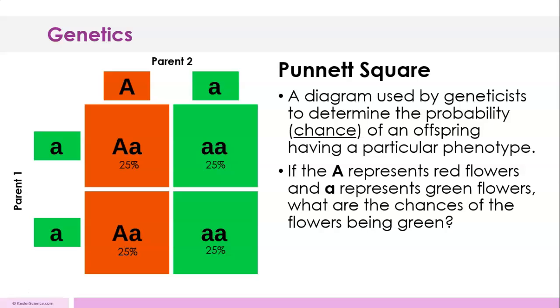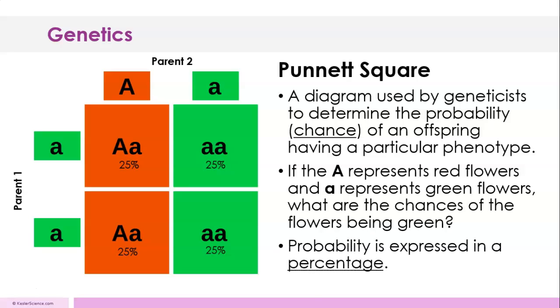Well, they've given you a little help by shading it in with color, but I think you could figure it out even on your own, because 2 of the 4 boxes has the lowercase a, or the homozygous recessive genotype, and therefore 2 out of 4 means it's going to be 50%. We always express these probabilities as a percentage, so we would write it as 50%.